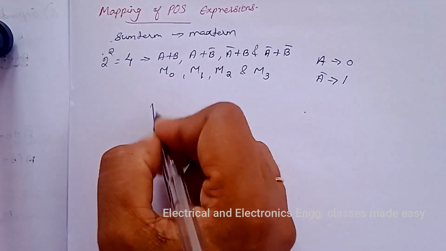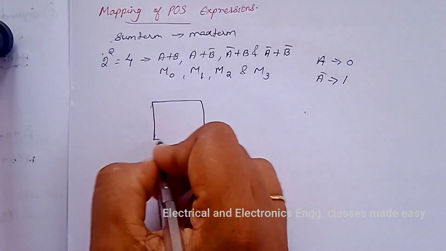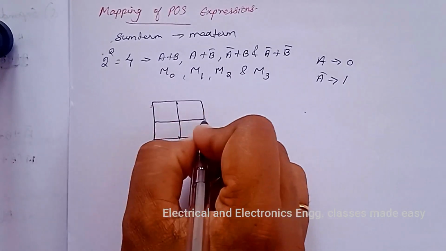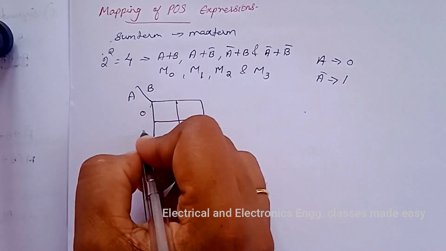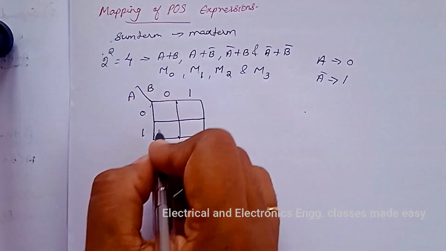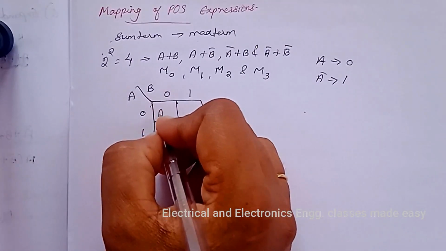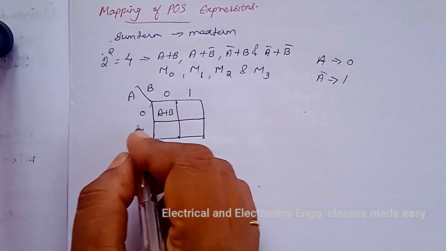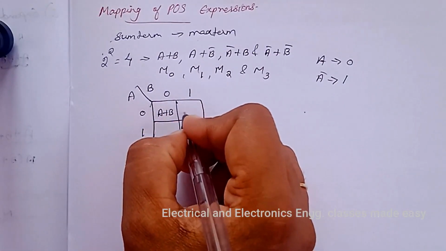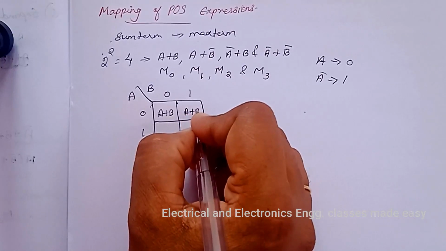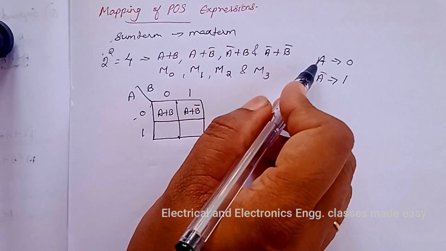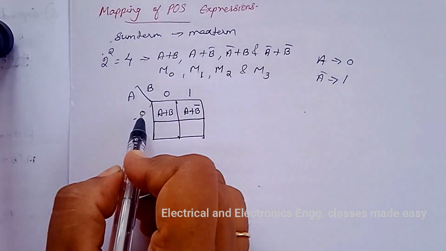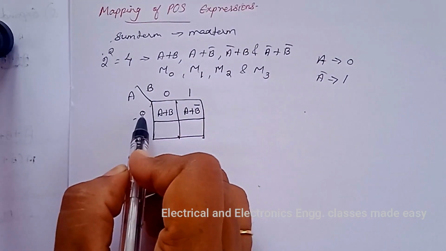A two variable Kmap with max terms can be represented like this, that is 0 1 0 1, and here this max term is a plus b. Here a plus b bar, because the non-complemented variable is treated as 0.